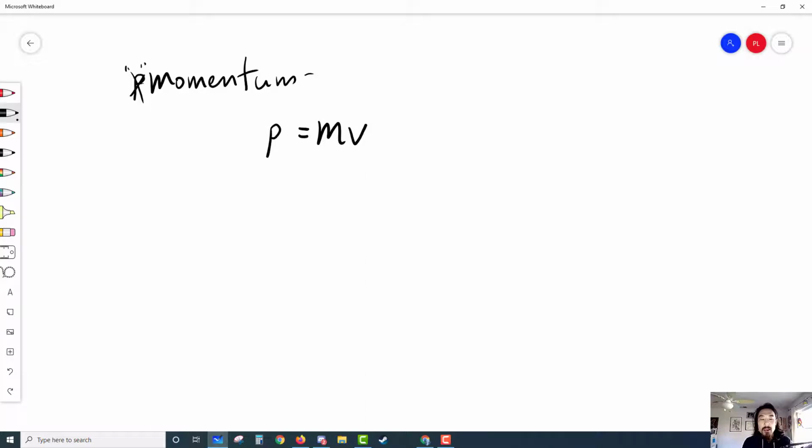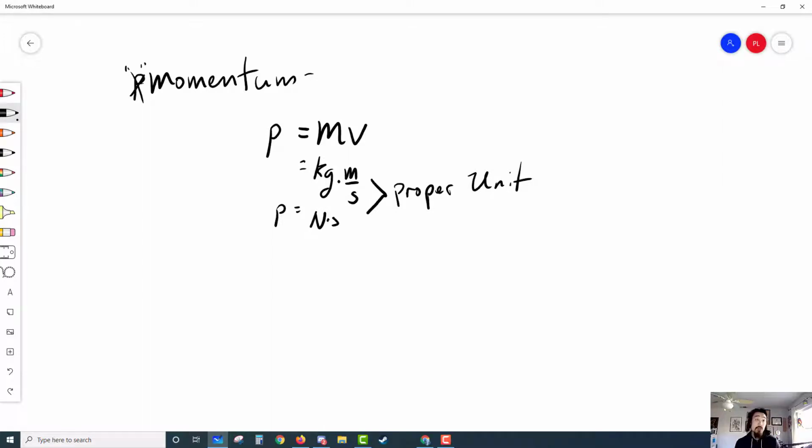So with the variable for momentum as P, we can also figure out the units. We know that the units for mass is kilograms, and the units for velocity is meters per second. And so the units for momentum is kilograms meters per second. Or, and here's a new one, we can actually change this into Newton seconds. Okay, so both of these are the proper units. There is no one unit for momentum, but both of those work out.